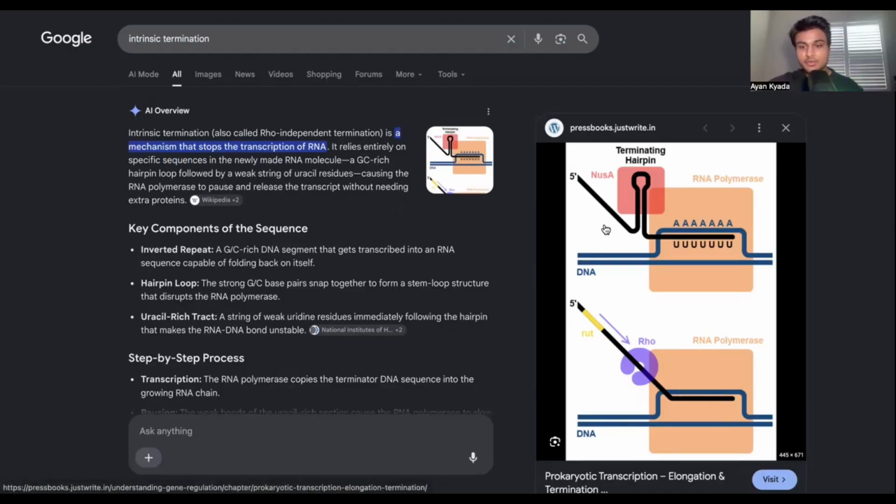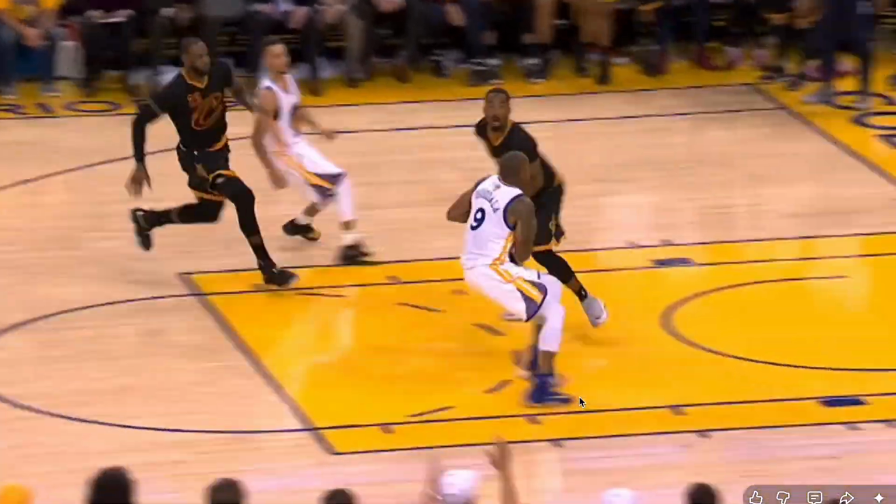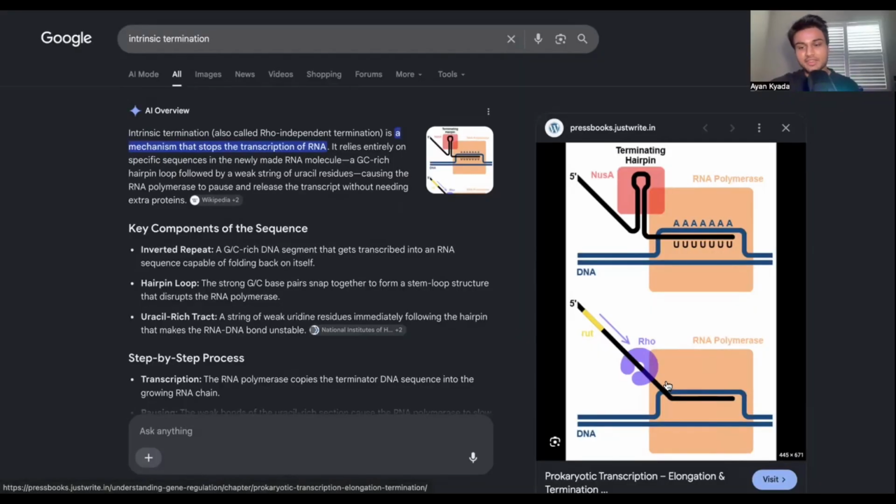In contrast, we have rho-dependent termination, and this is essentially when a protein factor known as Rho chases down the RNA polymerase. So it's also going to move in that 5' to 3' direction, and it's going to catch up to it. And what it does is it has helicase activity. It's going to separate the RNA from the DNA template, which will stop the RNA polymerase from being able to synthesize mRNA using the DNA template.